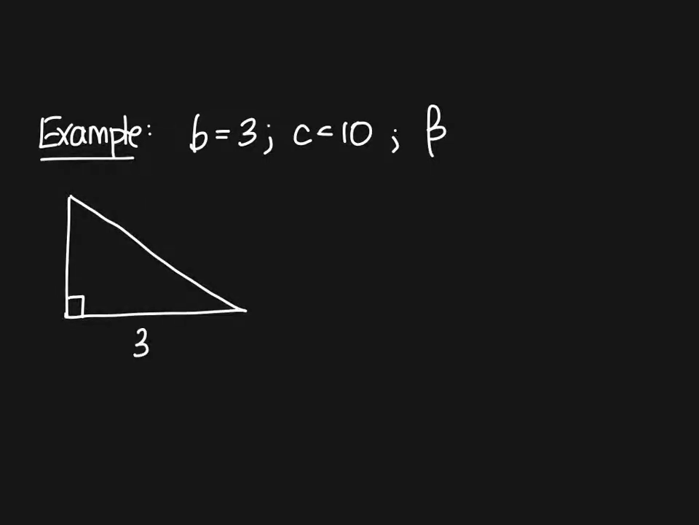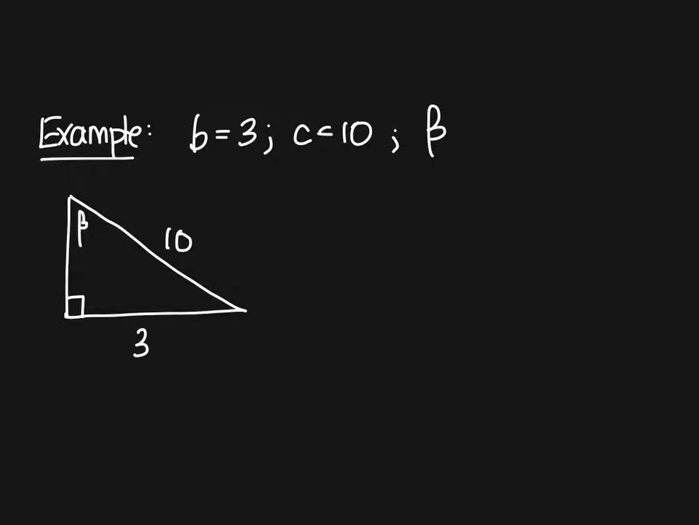B is 3, so that's going to go on the bottom. C is 10, so that's the hypotenuse. Beta is the upper corner, so I'll get that labeled up there. What is missing? A. How do I find A? Because I can't do any of the other stuff until I have A. Okay, I got to go back to Pythagorean theorem.